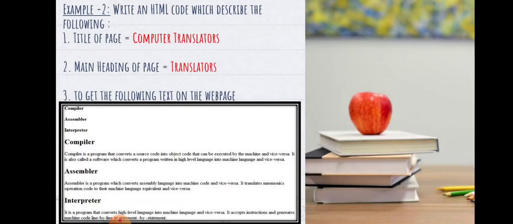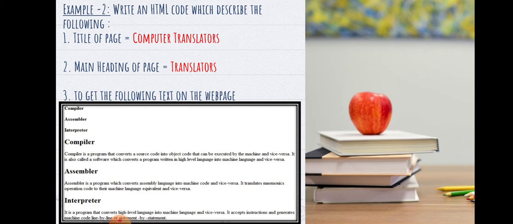Moving on to the example 2, in which we need to write an HTML code for a web page whose title is Computer Translators. The main heading is Translators along with the content shown in the figure on the screen. Therefore, before moving to the complete HTML code, let us find out the syntax of all 3 points of the question as done in previous example.